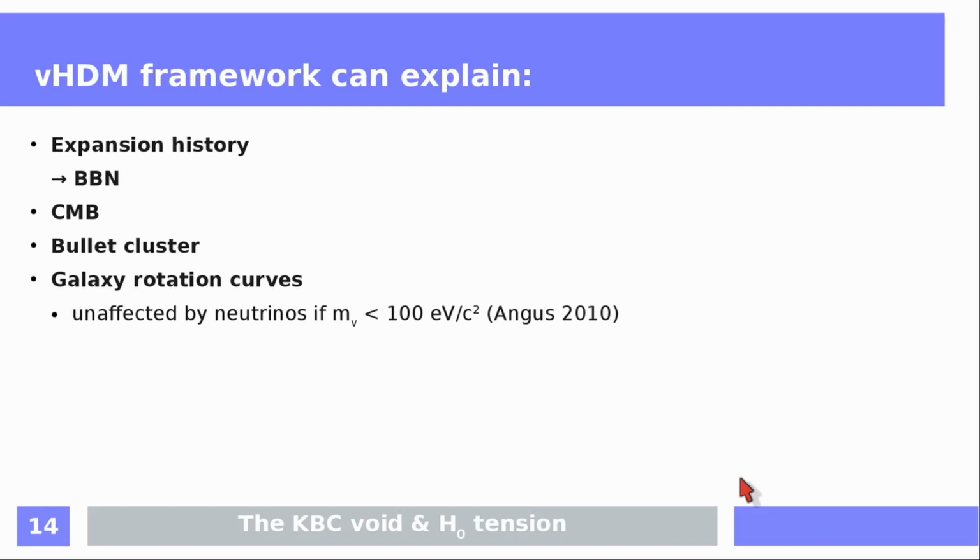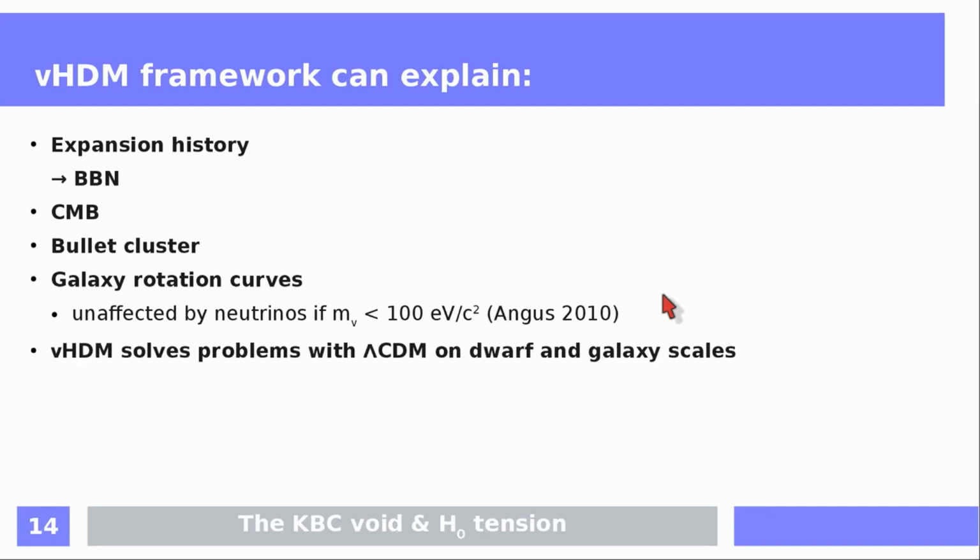Now, this is important. If the sterile neutrinos have a mass less than about 100 eV/c², then galaxies contain too few sterile neutrinos for their rotation curves to be much affected. They are nonetheless affected by MOND. So this means that galaxy rotation curves are explained using MOND, which actually solves a lot of problems with ΛCDM on the dwarf and galaxy scales.